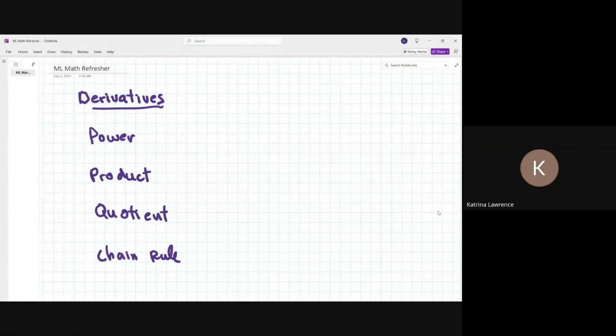Okay, so we're diving into derivatives. The 4 main rules we're going to cover today are power rule, product rule, quotient rule, and chain rule. But before we get into derivative rules, we have to understand first what is a derivative.